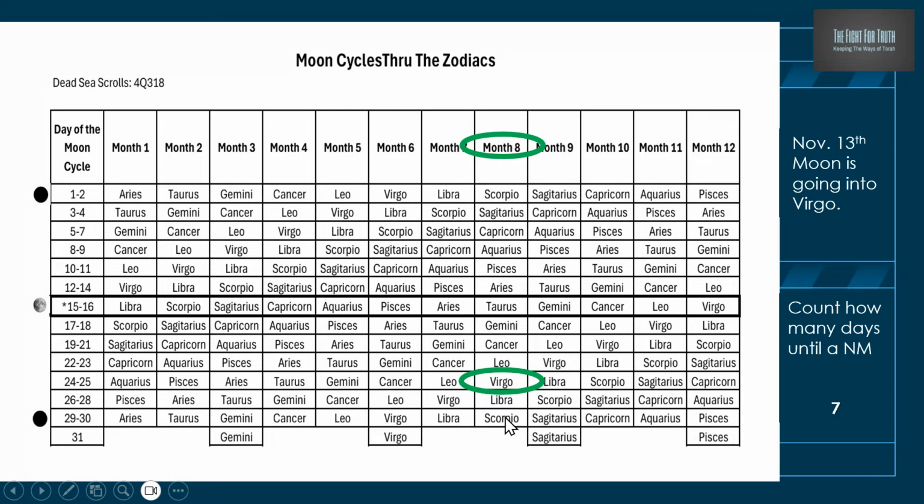All right, so let's count how many days until the next new moon, not counting tonight. Remember, tonight it's in Virgo. Tomorrow night it will be in Virgo for its second night of the cycle. So we have 1, then 2, 3, 4, 5, 6, 7. The next new moon will be in 7 days. That gives us 7 days until the next new moon. Let's take a look at our calendar.